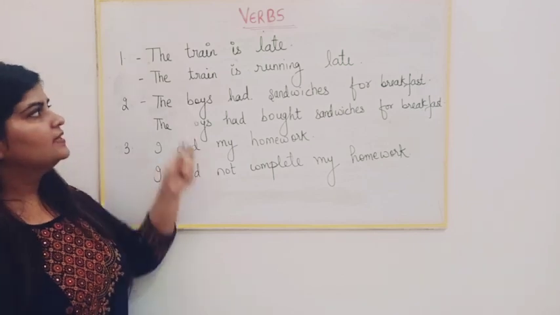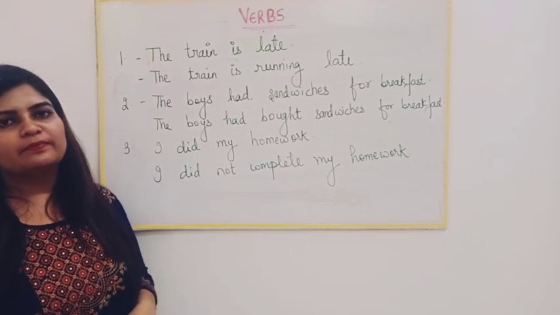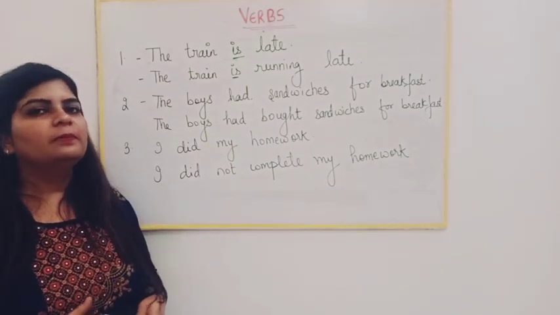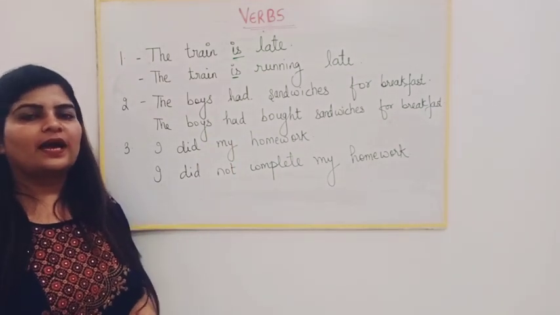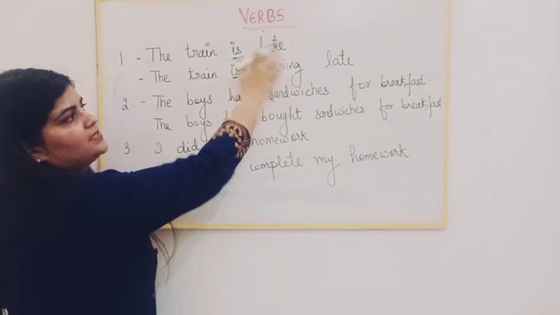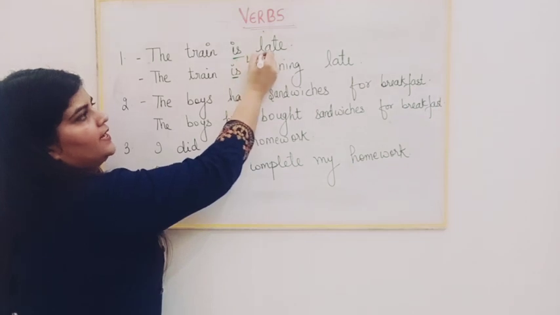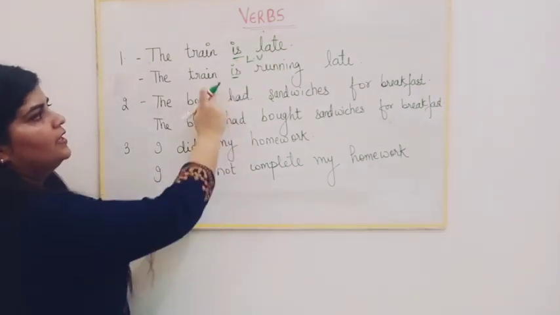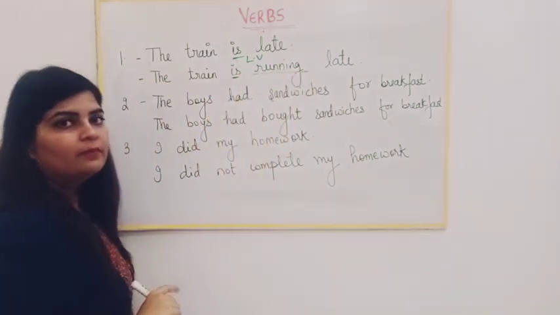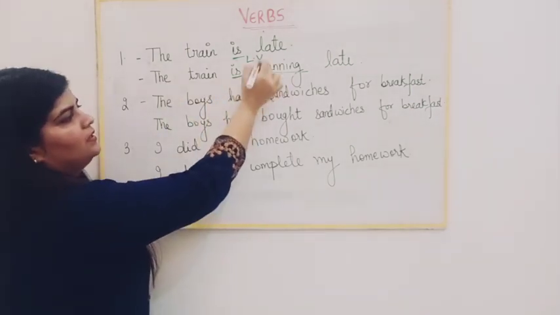So the first example is, the train is late, the train is running late. In both the examples, you can see that is is common. Now is is the form of be. So let's understand where it is acting as a linking verb or where it is acting as an auxiliary verb. The train is late. There is no other verb present, so this is the lexical verb. Whereas in the second sentence, the train is running late, running is the main verb present. So is is just helping this verb, and is is the helping verb.